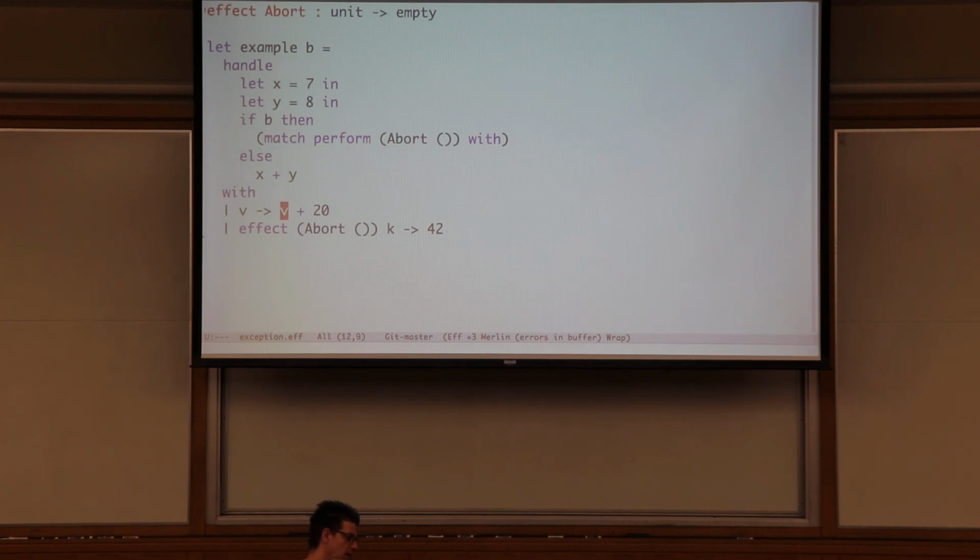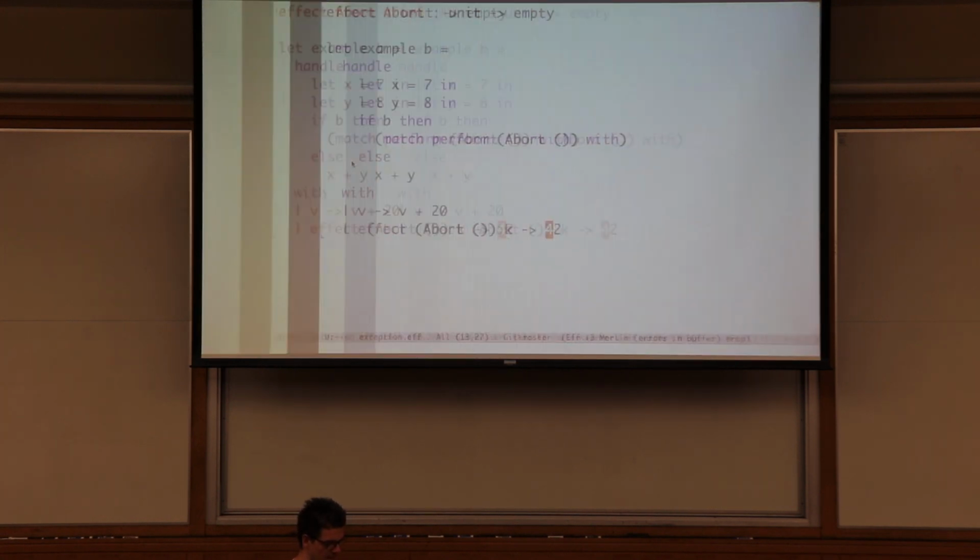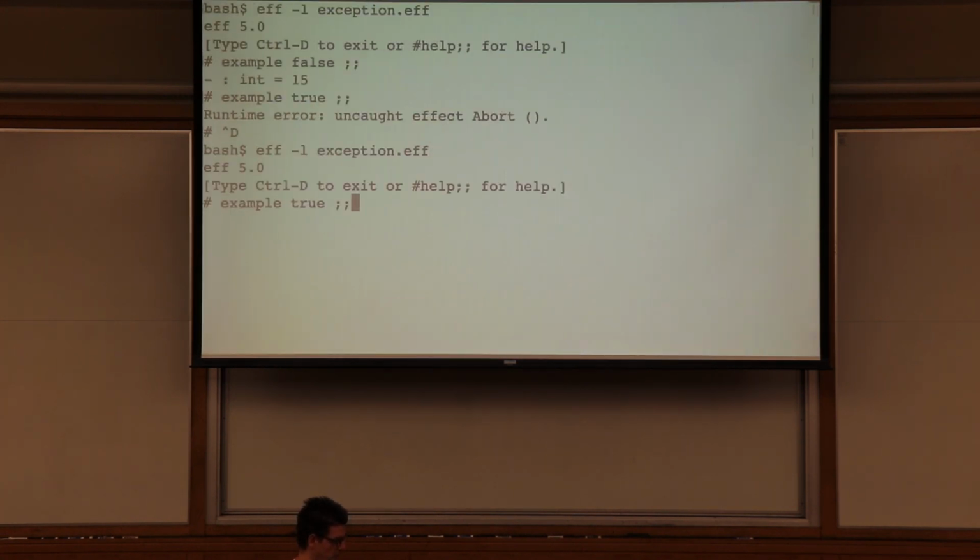is 35. But if you get the exception, here is how we explain in a handler what happens. So if abort happens, and you see here, it's abort, and K is the continuation, okay? K is the continuation, then we just say 42. So it's like an exception handler. This one is still 35, but now this one, with the exception installed, is 42.